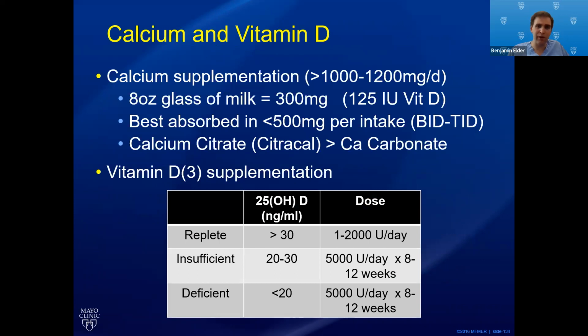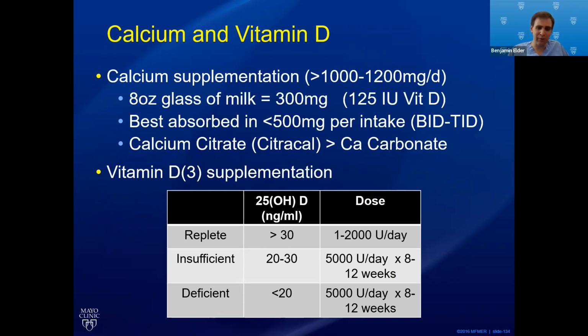Calcium and vitamin D are very important, so they should be getting at least 1,000 to 1,200 milligrams a day of calcium. That's about 300 milligrams in an 8-ounce glass of milk. And usually calcium citrate is better absorbed than calcium carbonate. And also vitamin D3 levels are important to check before surgery.